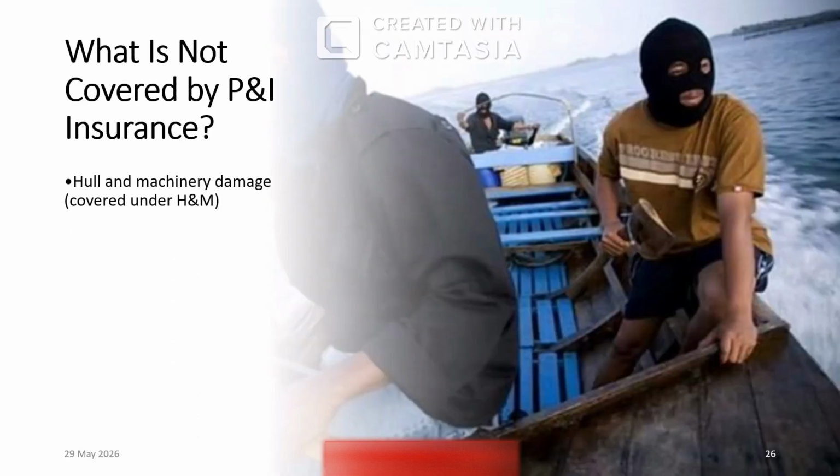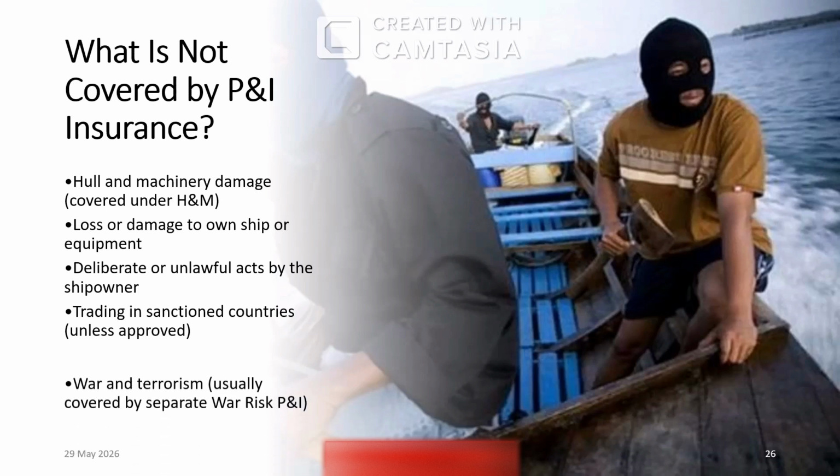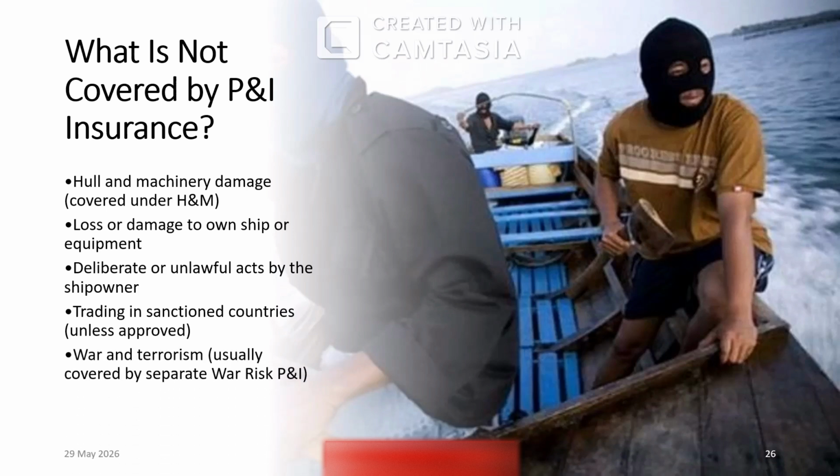Hull and machinery damage will not be covered by the P&I insurance. Loss or damage to own ship or equipment will not be covered by the P&I insurance. Deliberate or unlawful acts by the ship owner will not be covered by the P&I insurance. Trading in sanctioned countries, right? Suppose you are trading in Russia, right? If something goes wrong and you have caused some pollution over there, then it will not be covered by the P&I insurance. War and terrorism, right?